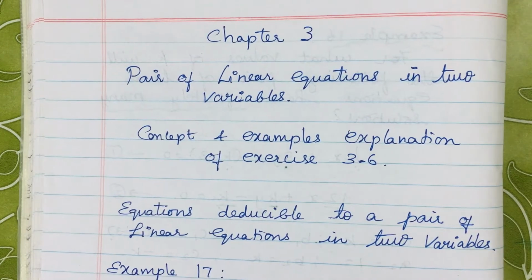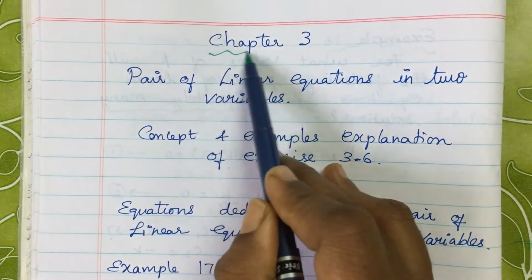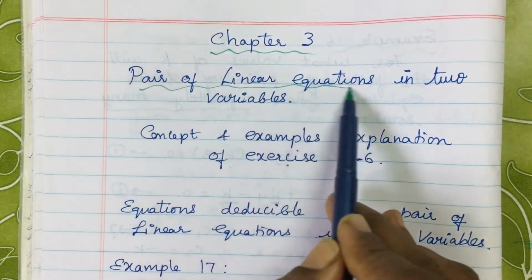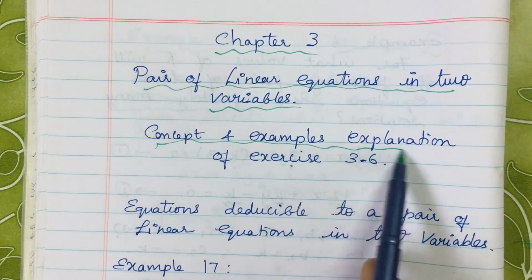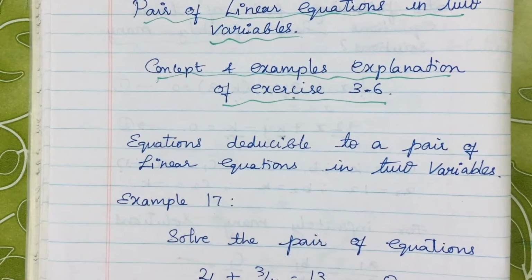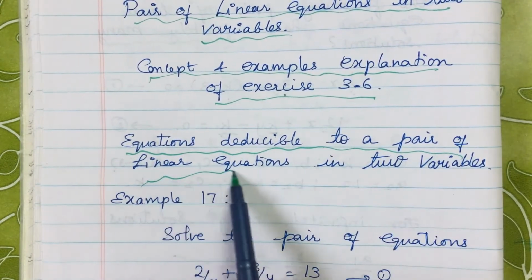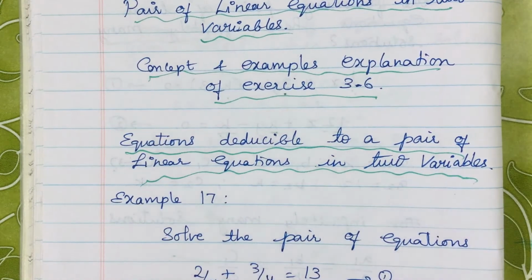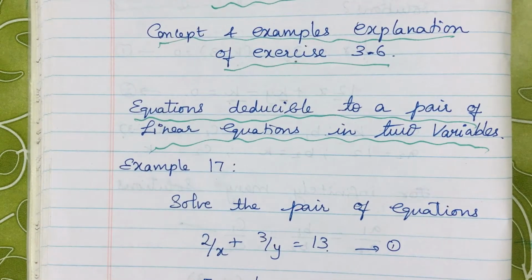The chapter you are going to see in this video is chapter 3, pair of linear equations in two variables. The subtopic you are going to see here is concept and example explanations of exercise 3.6. The subtopic here is equations reducible to a pair of linear equations in two variables, right? That is mainly application oriented problems.